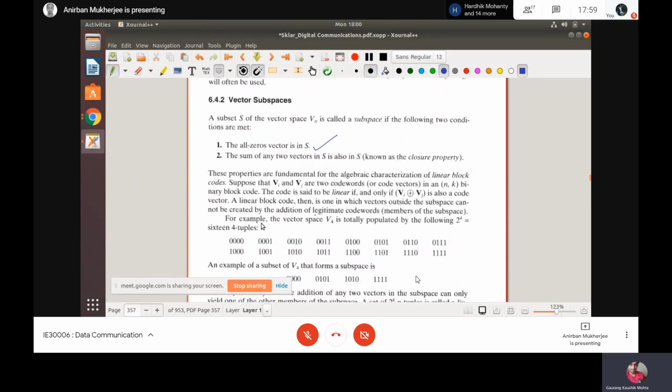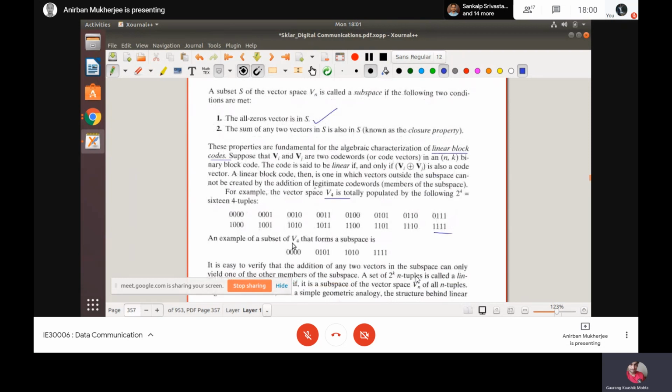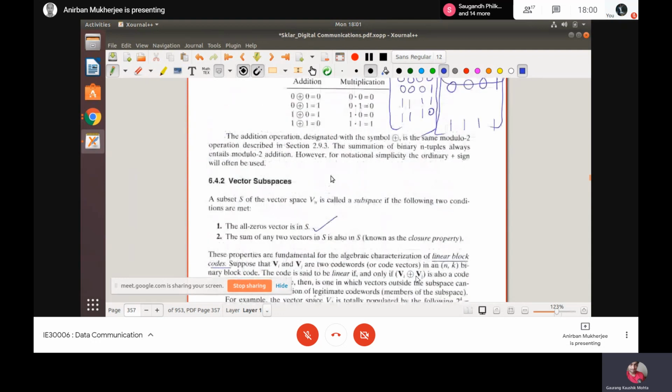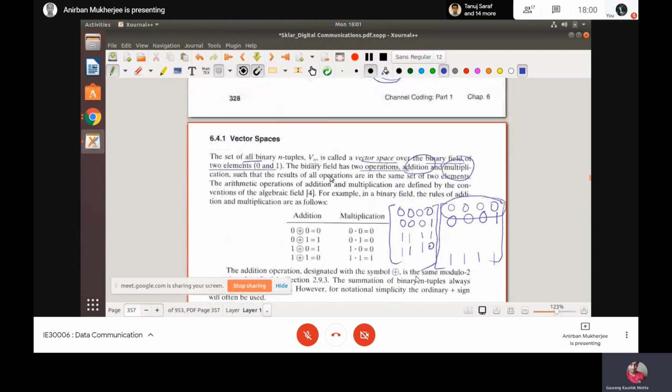Now we are talking about linear block codes. Please remember. We'll take an example, for instance the vector space V4, which is totally populated by 2 to the power 4 vectors. Say a subspace 0 0 0 0, 0 0 1 1, and so on. They have taken a different one. Anyway, I may take a class tomorrow, and I will inform you.